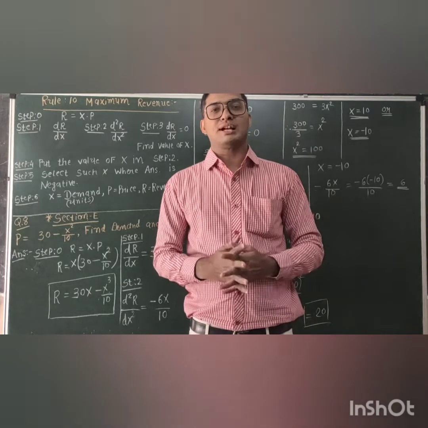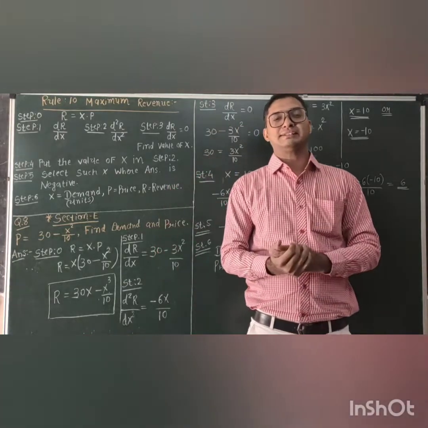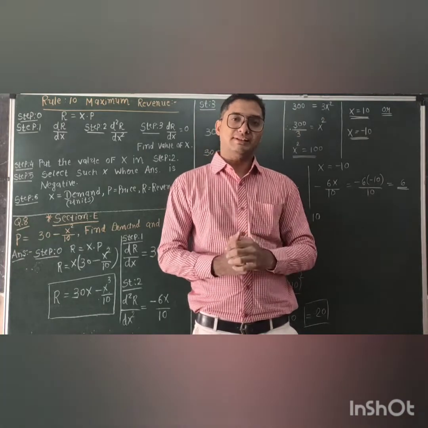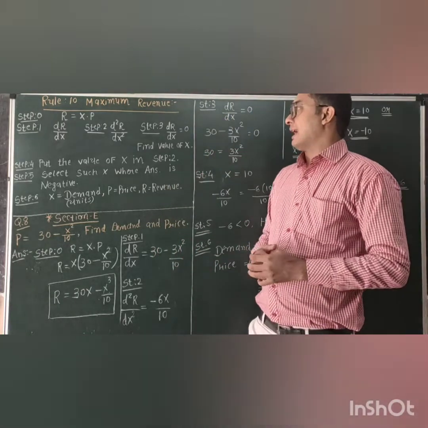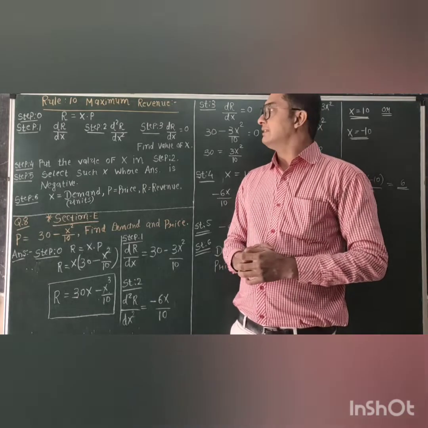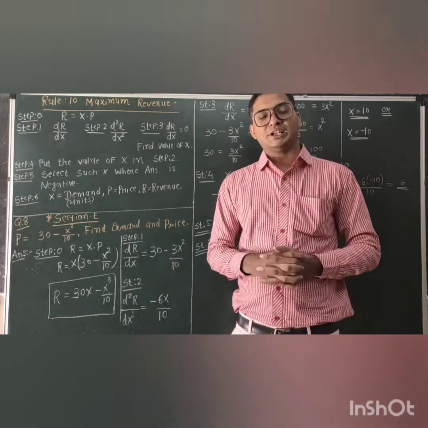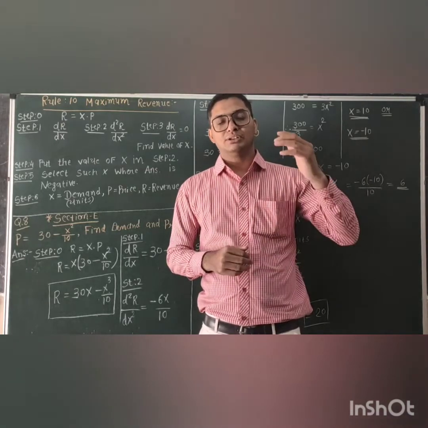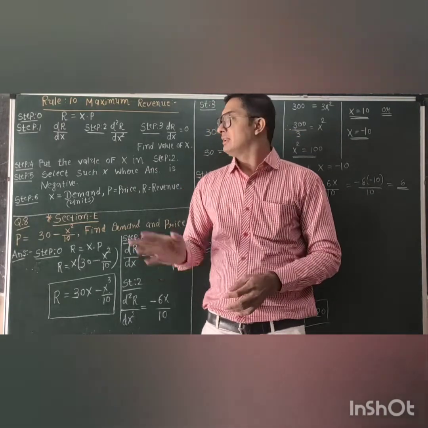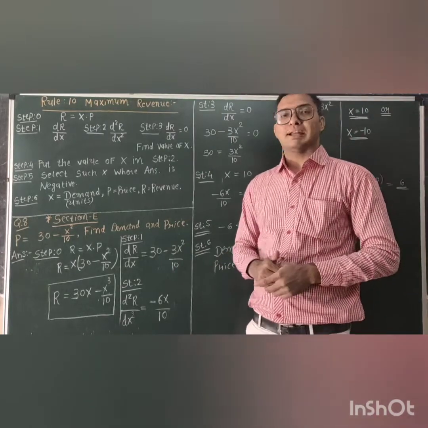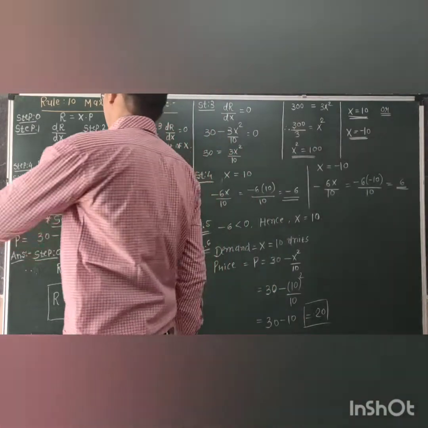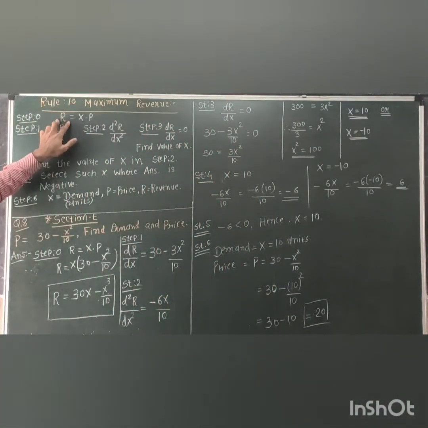Today I am going to start a chapter, differentiation, that is class 5 for the differentiation chapter in 12th standard. Here I am going to start rule number 10, maximum revenue. In the earlier class we completed the method of minimum cost. Here it is related to maximum revenue, where revenue is denoted by R. R stands for X into P.